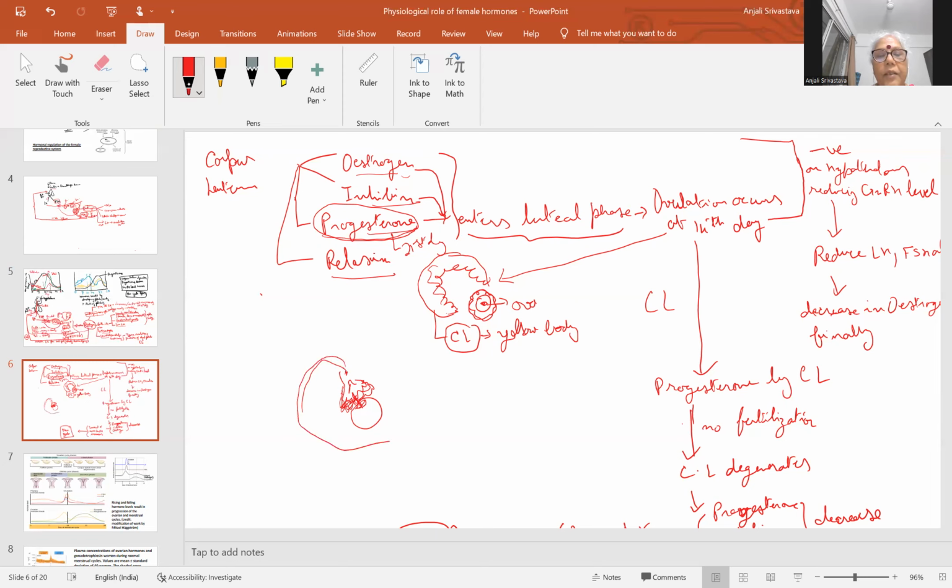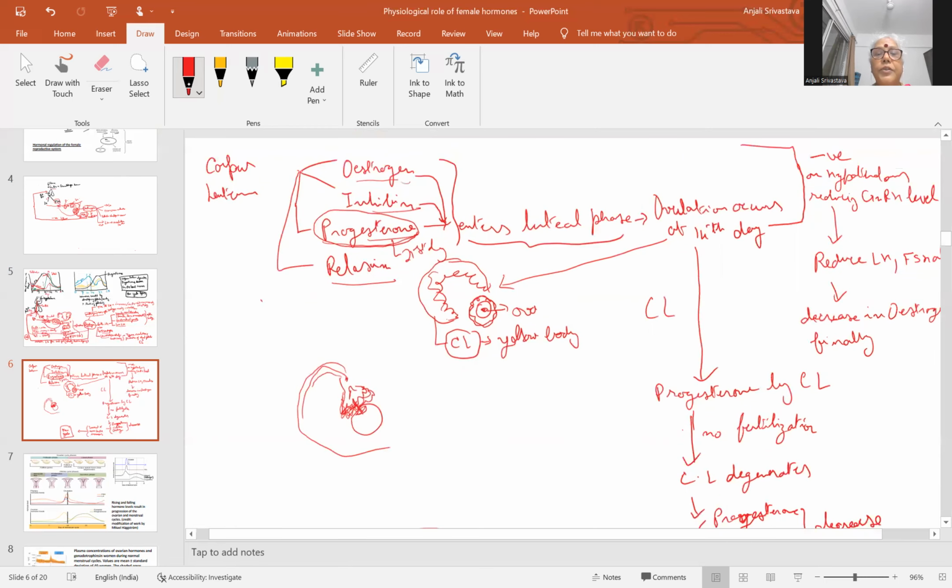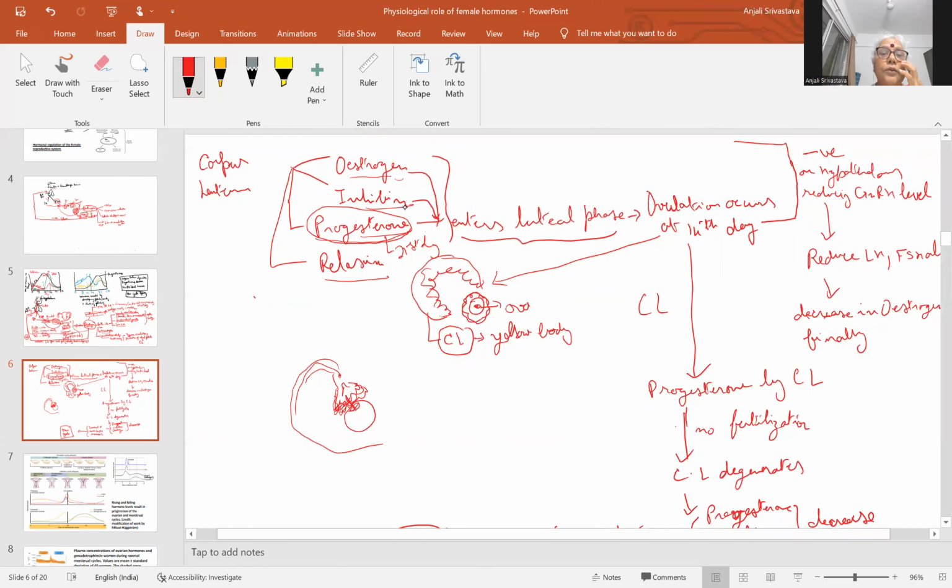And if fertilization is going to take place, fine; if not, then along with the endometrial lining and a heavy amount of mucus, it will be shed off. That is called menstruation. Now, this is the progesterone, the four hormones secreted by corpus luteum.